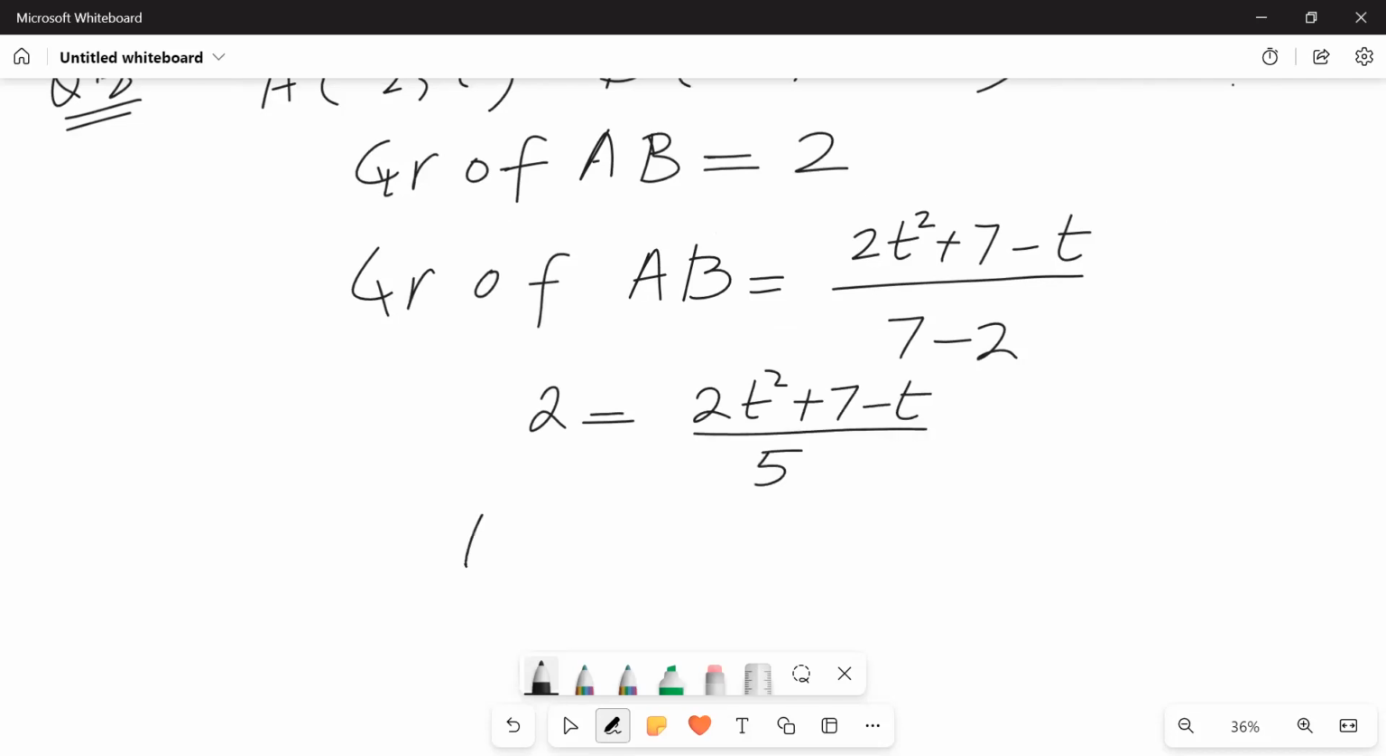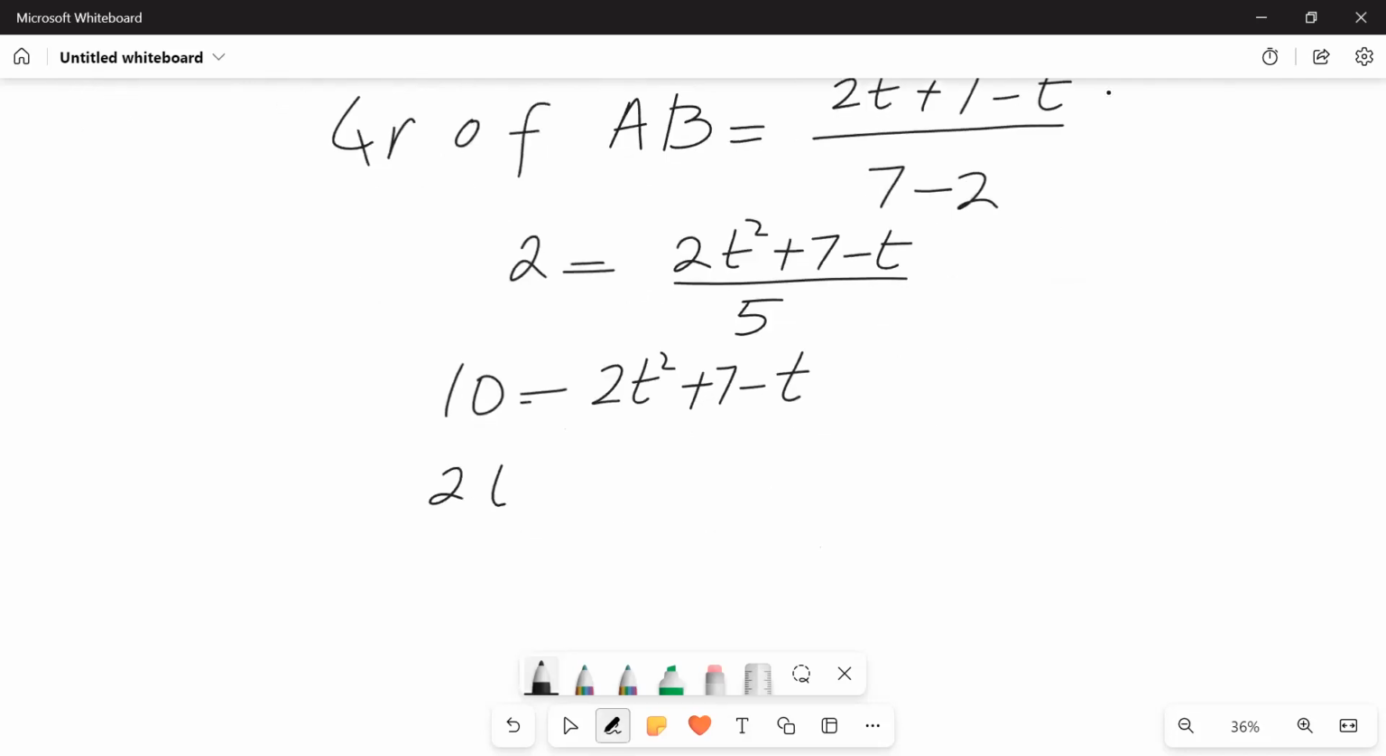Now cross multiply, it will be 10 equals 2t square plus 7 minus t. Now we will simplify it: 2t square minus t plus 7 minus 10 is equal to 0. Then it is 2t square minus t minus 3.